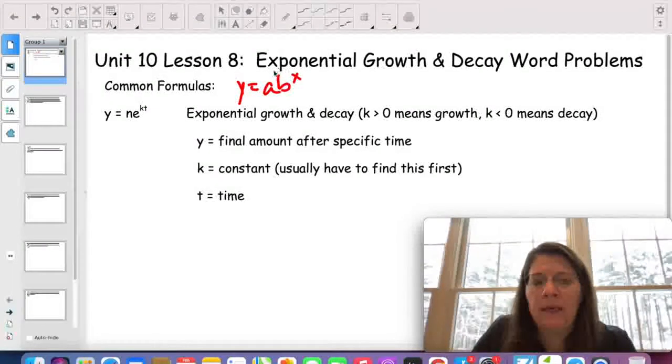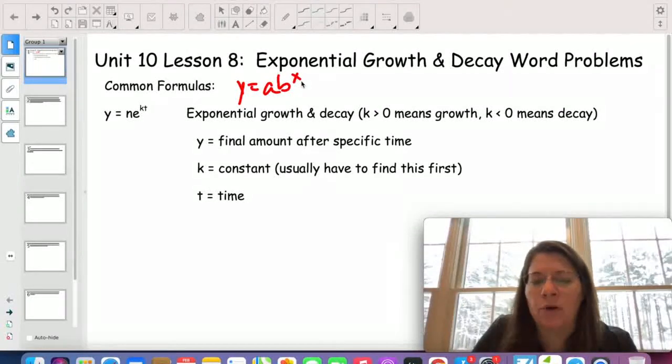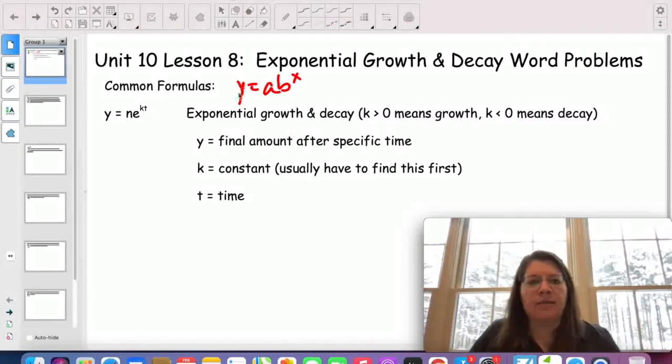Your b was either greater than 1 or between 0 and 1, and it determined whether it was exponential growth or decay. Your x was the amount of time, or it could be in days or weeks or months, whatever it is, years even. And then the y was the final amount after a certain amount of time had passed.